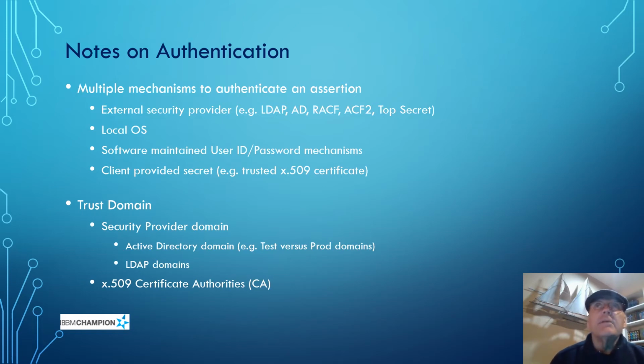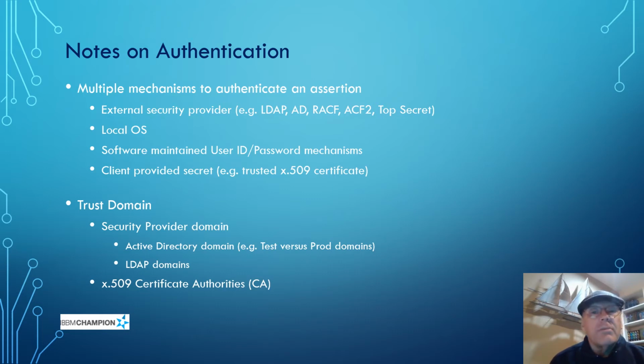Could be that the client provides a secret across a communication link, for instance, SSL TLS certificates. One note to be considered on authentication is how large that span of trust is. If I say I'm user ID ABC for IBM, does that mean that I should be granted access to every IBM facility everywhere in the world?